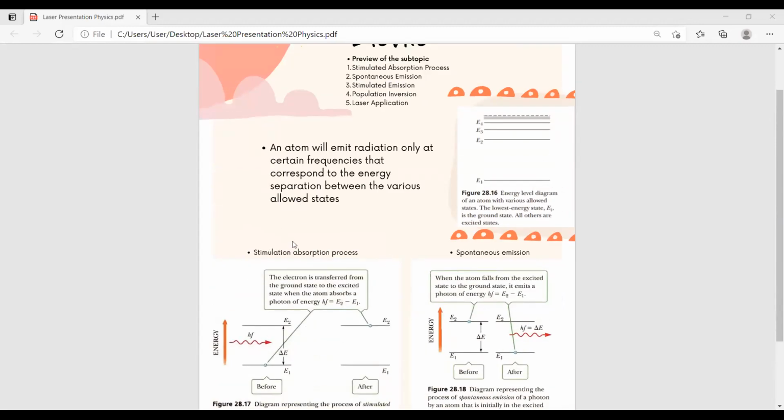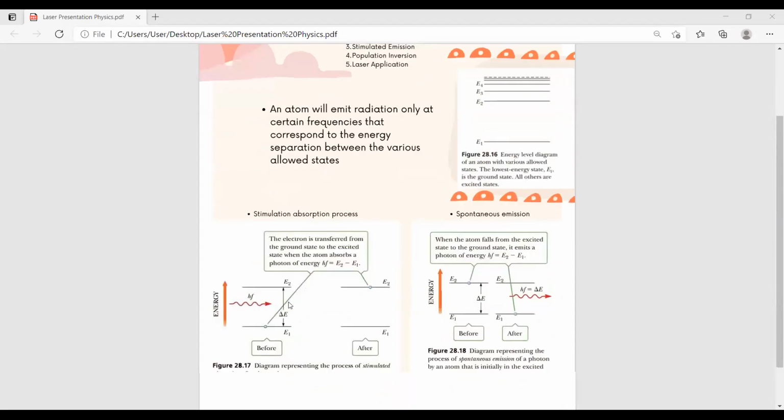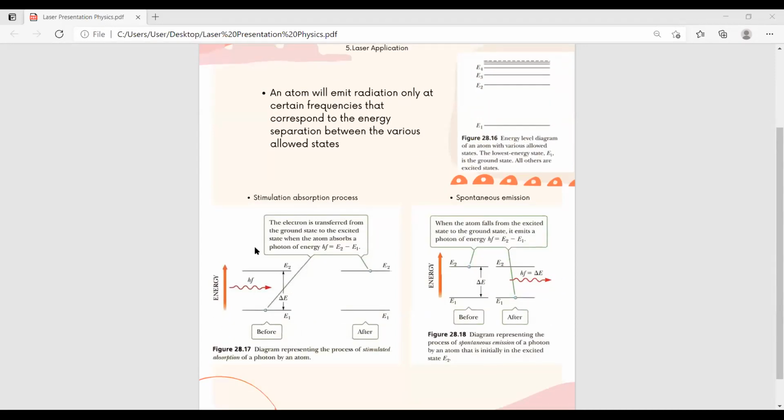Stimulated absorption is the starting point to achieve the laser. It happens when a photon of light having energy E2 minus E1 is absorbed, and at ordinary temperatures, most of the atoms in a sample are in the ground state. As you can see, the atom is on E1. So the atom in the ground state E1 may absorb the photon and jump to a higher energy state, which is E2.